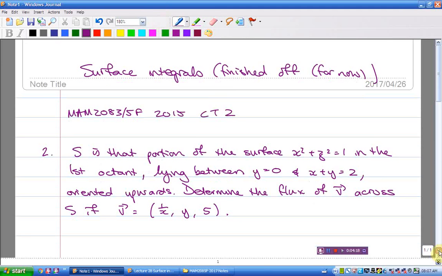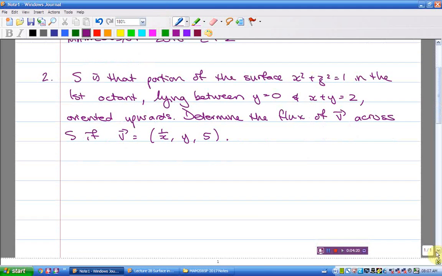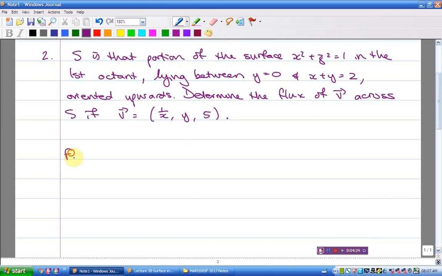All right. So, let's have a look. I can already start off by saying flux equals integral over S of v dot n dS. Over S, v dot n dS. And I'm going to need to draw a picture. Okay, so here's an important thing.